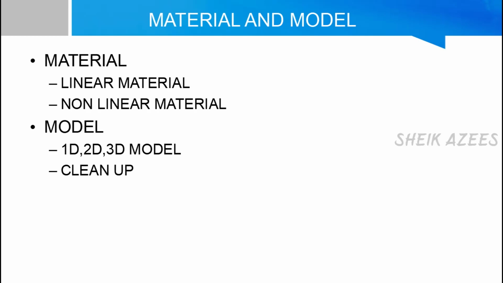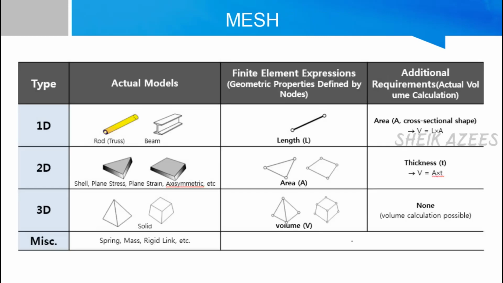Okay, in material, some of the things we have to know are stress and Young's modulus. So we mainly have to know the Young's modulus, Poisson ratio, and density. These are three major ones. Then we go for the meshing.